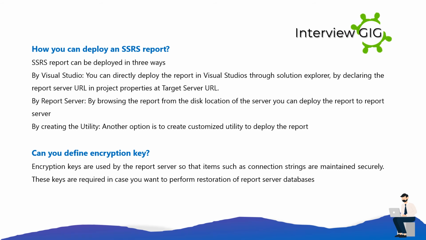SSRS report can be deployed in 3 ways. By Visual Studio, you can directly deploy the report in Visual Studio through Solution Explorer, by declaring the report server URL in project properties at target server URL. By report server, by browsing the report from the disk location of the server you can deploy the report to report server. By creating the utility, another option is to create a customized utility to deploy the report.